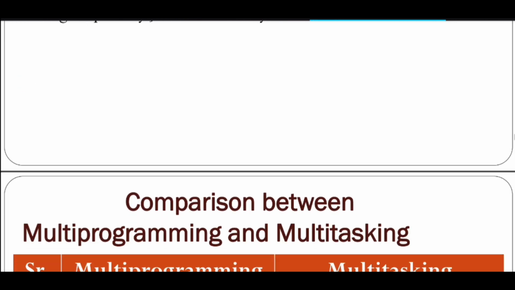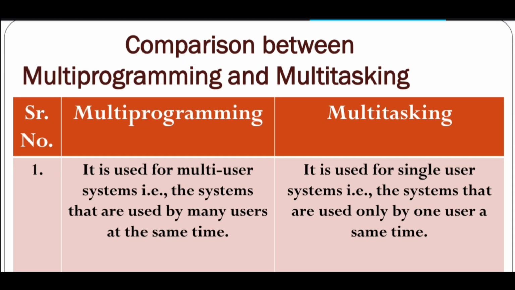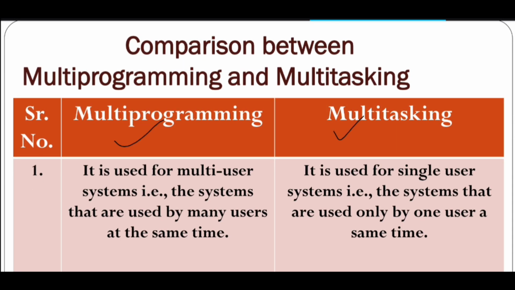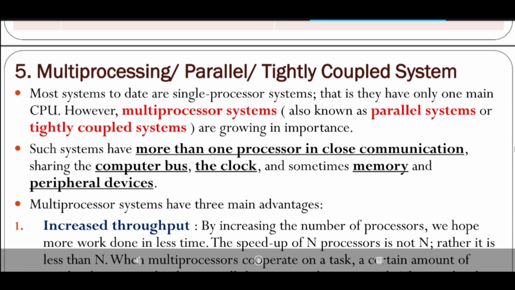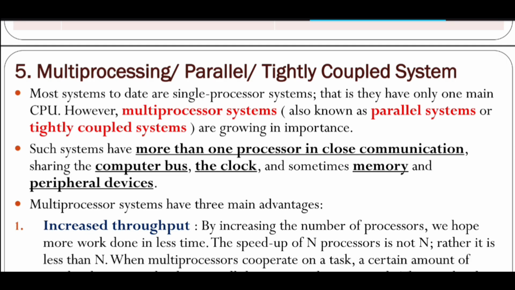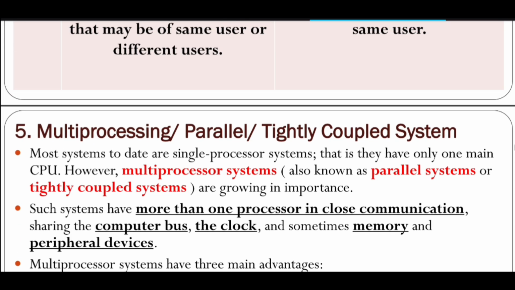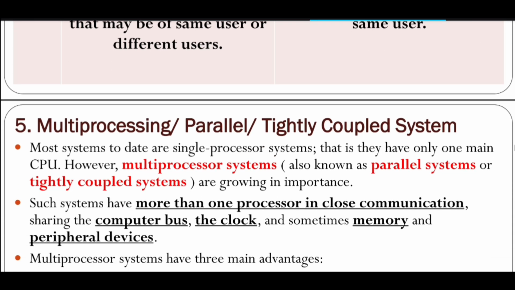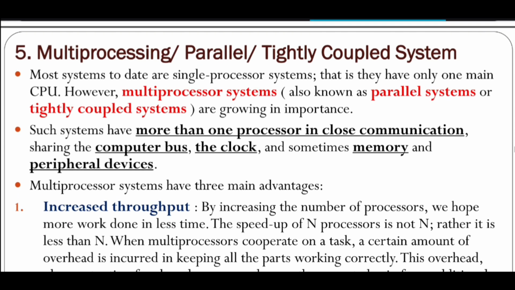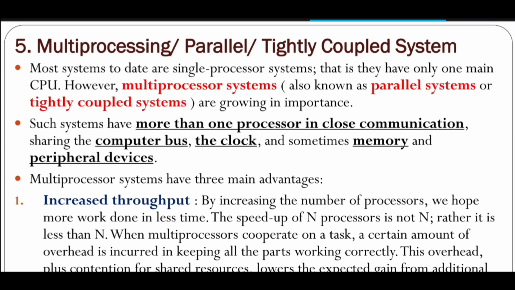Then move to the next part. Here are some multi-programming, multi-processing and multitasking differences and comparisons. Simple, nothing much. If you want to write these points, you can write them. I think I have already defined all this, so it is not difficult to understand.